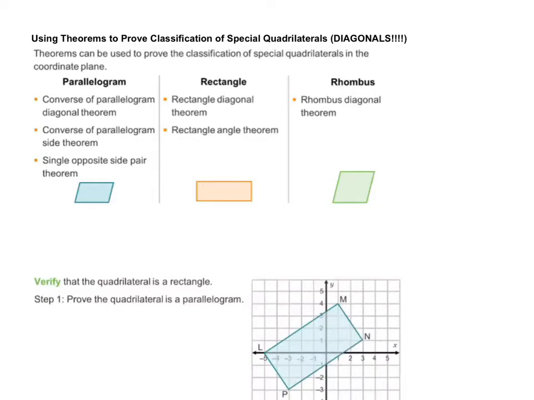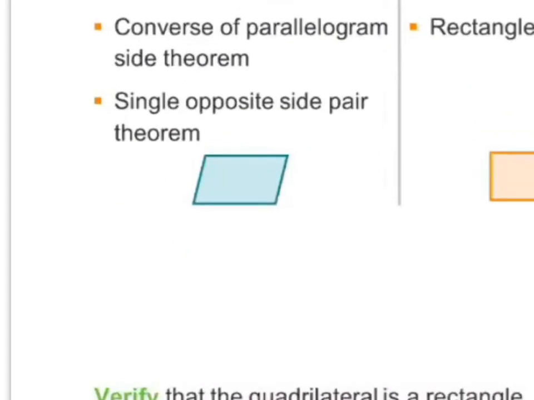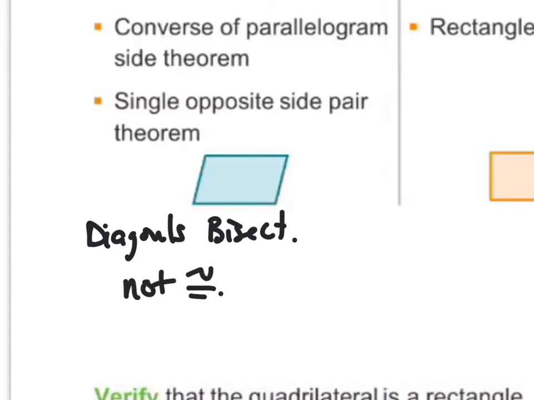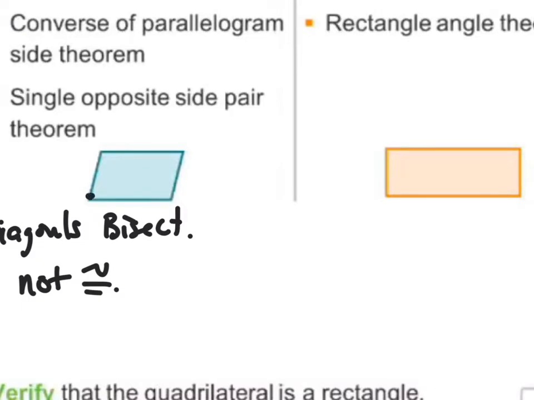So we've kind of already talked about this, using theorems to prove the classification of special parallelograms. I'm talking about using the diagonals. Remember that in a parallelogram, the diagonals just simply bisect each other, but they're not congruent. I'm going to draw that here, drawing these diagonals. These are congruent, but these two are not.